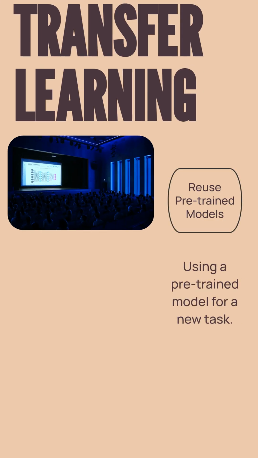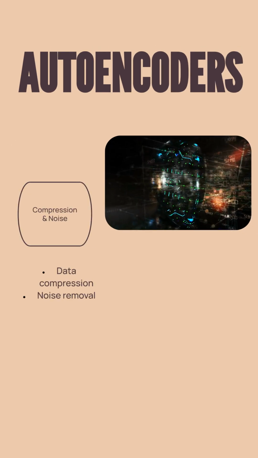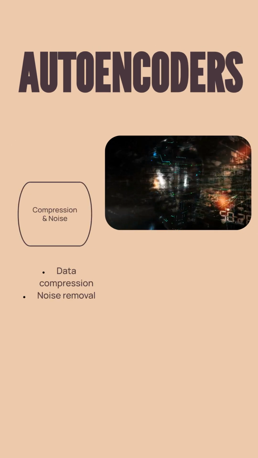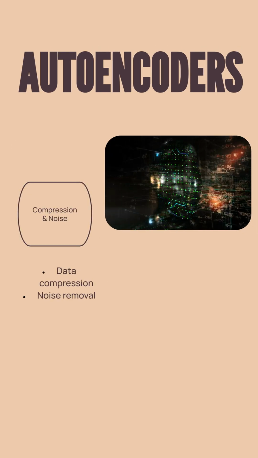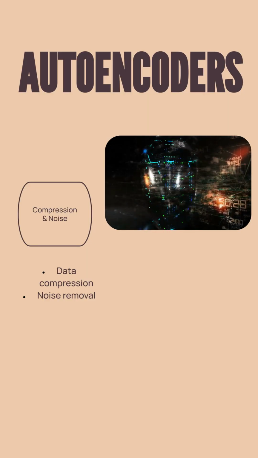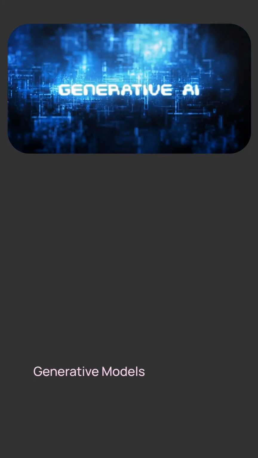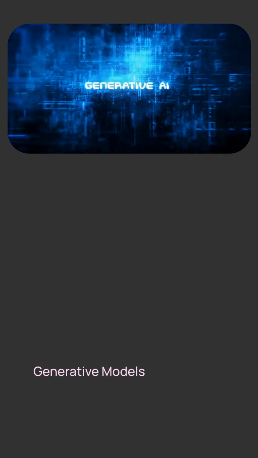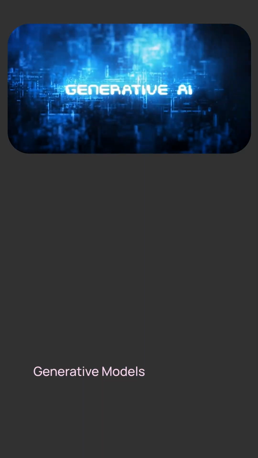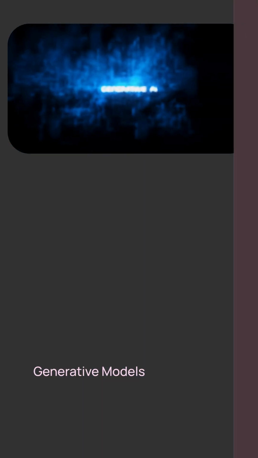Transfer learning saves significant time by using a model already trained on a massive dataset and applying it to a new, related task. Autoencoders are typically used for data compression, reducing dimensions, and removing noise from data, essentially cleaning up blurry images. Generative models, like generative adversarial networks or GANs, are designed to create new, realistic data, such as generating entirely fake human faces or novel art.